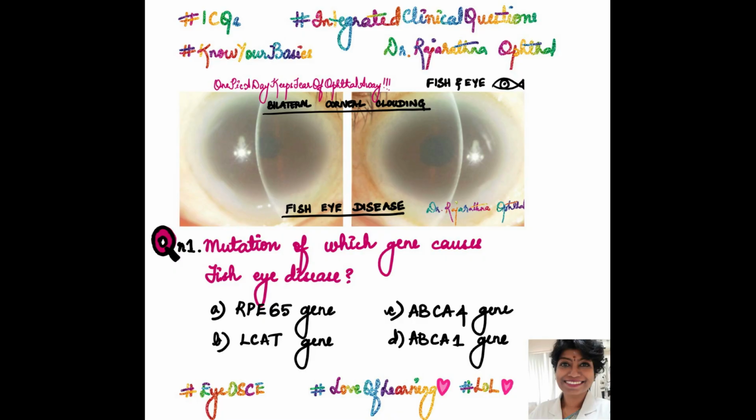So the first question was, mutation of which gene causes fish eye disease? The options that I had given you were RPE65, LCAT gene, ABCA4 and ABCA1 gene. The answer to this particular question, what gene mutation results in fish eye disease, is the LCAT gene. LCAT is the lecithin acyl transferase gene.